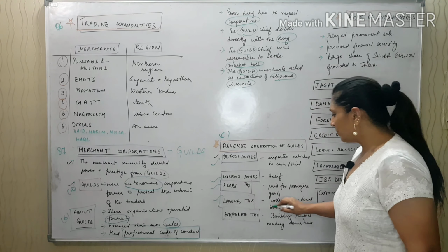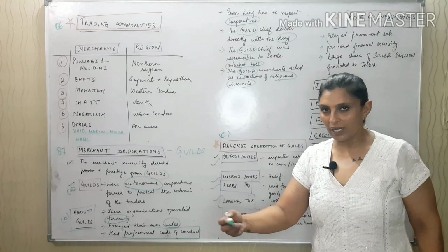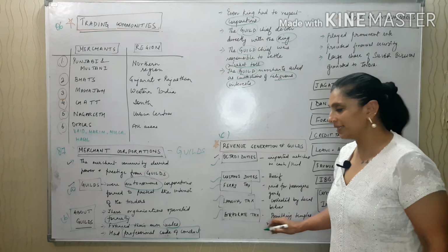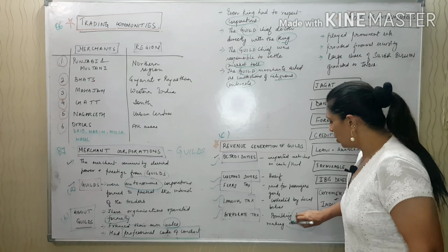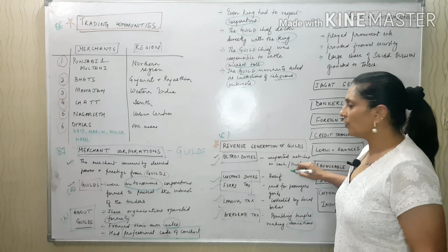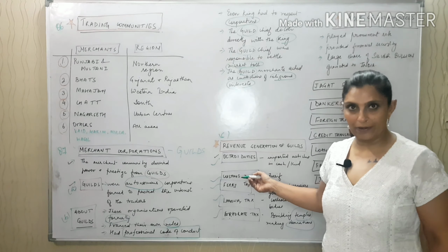Then there was labor tax collected by the local bodies from the labor, right? There was corporate tax that was used for building the temples and for making the donations. So these were the modes of revenue generation of the guild.